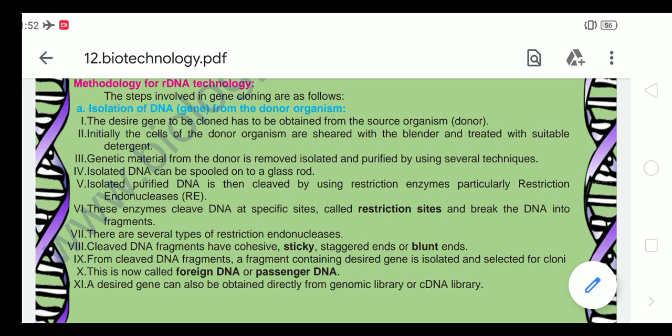Good morning, students. Today we are going to start with the next part of this chapter, biotechnology. Last time we studied tools for rDNA technology, and now we are going to start methodology for rDNA technology.